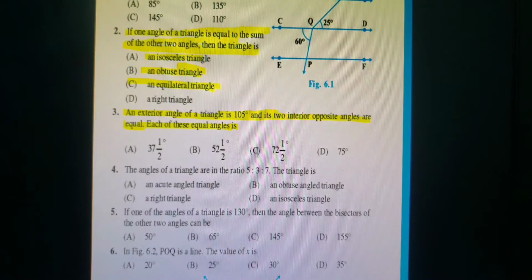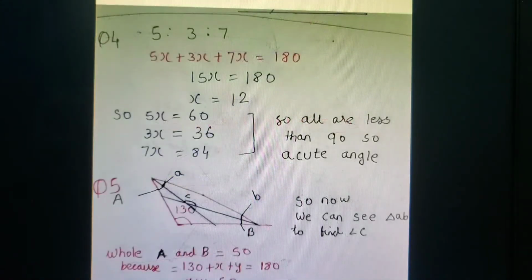So now moving on to question number 4. The angles of a triangle are in the ratio 5 gem, 3 gem, 7 gem. The triangle is... Don't think that these are the angles. These are some variables and are in the ratio. Okay, don't take these as angles.